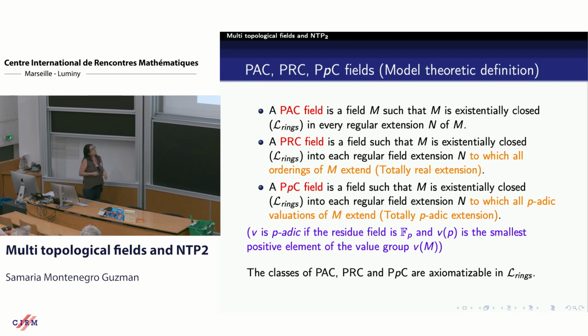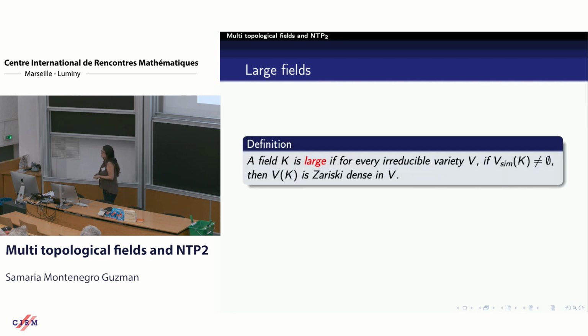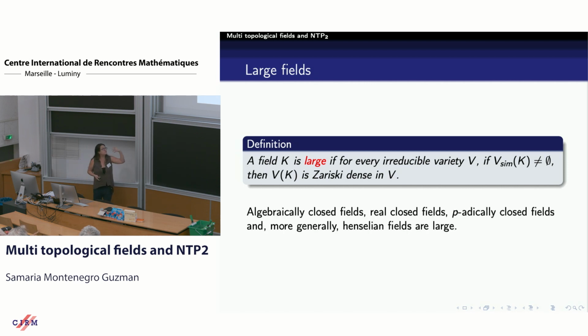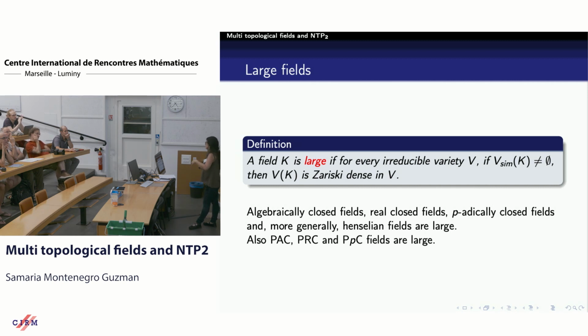But the idea is that there is a characteristic in these three kinds of classes of fields that is true. For example, all these fields are something that is called large, okay? So just to remember, a field is large if for every irreducible variety V, if you have a smooth point, then you are Zariski dense in the variety. So you have a lot of points, okay? In particular, all the algebraically closed fields, the real closed fields, the p-adically closed fields are large, but also the PAC, PRC, and PpC are large.